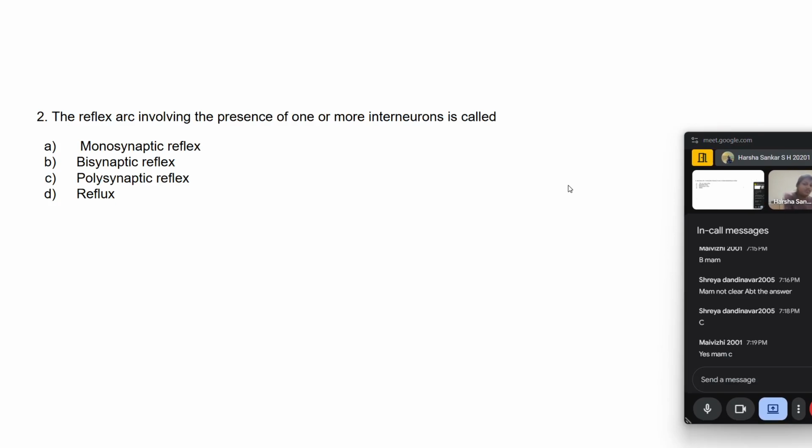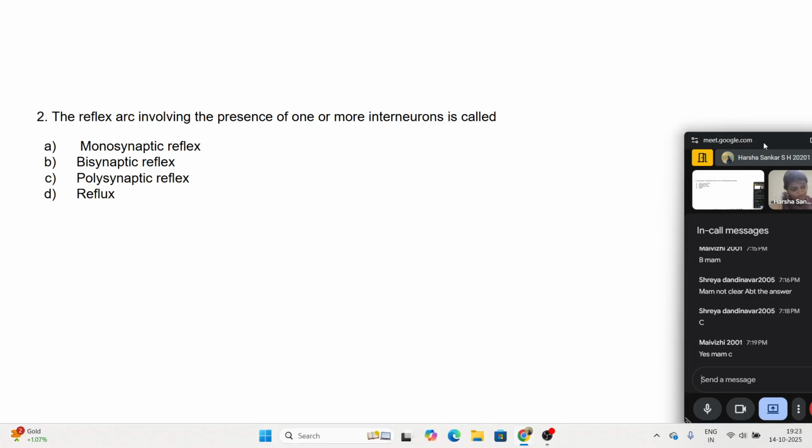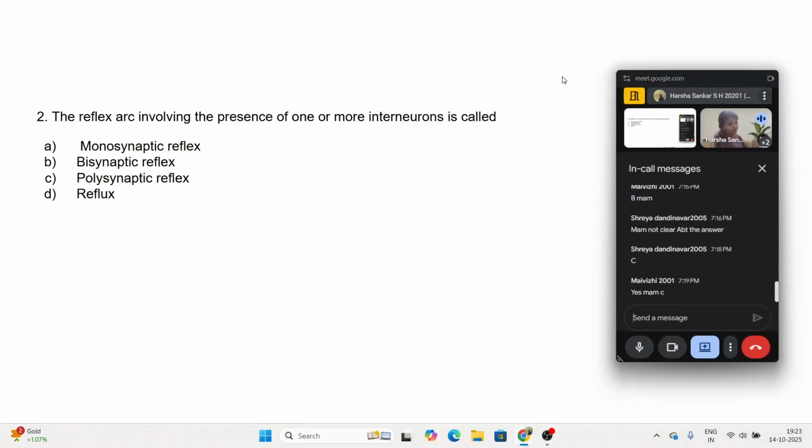The reflex arc involving the presence of one or more interneurons is called. So remember, there can be direct neuron-neuron transmission, or there can be neuron-neuron transmission through another type of neuron called interneuron. If it is through the presence of one or more interneurons, then what do we call it? What kind of transmission is it? What kind of reflex is it?